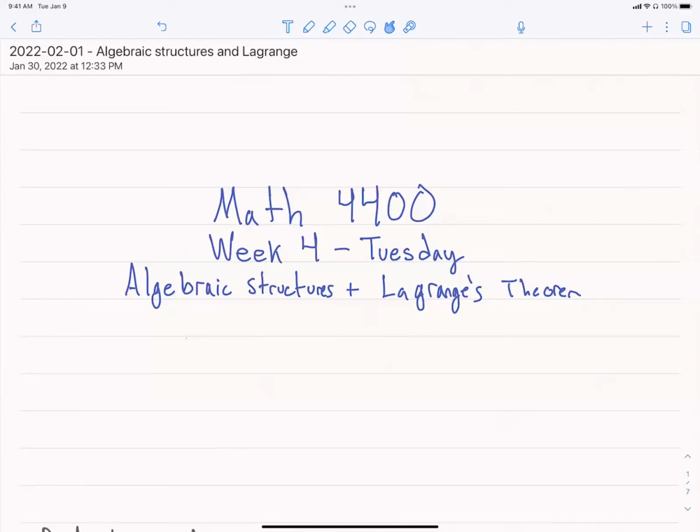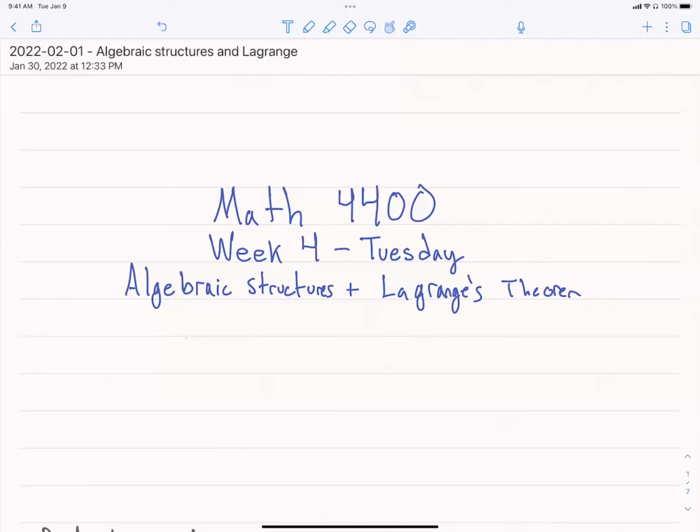So today we're going to be talking about algebraic structures and Lagrange's theorem. The idea basically today is we're going to take some of the ideas and explorations we made last week. We're going to develop a little bit more formal language to discuss them, and then we'll be able to deepen our applications and our understanding of modular arithmetic using this more formal setup.